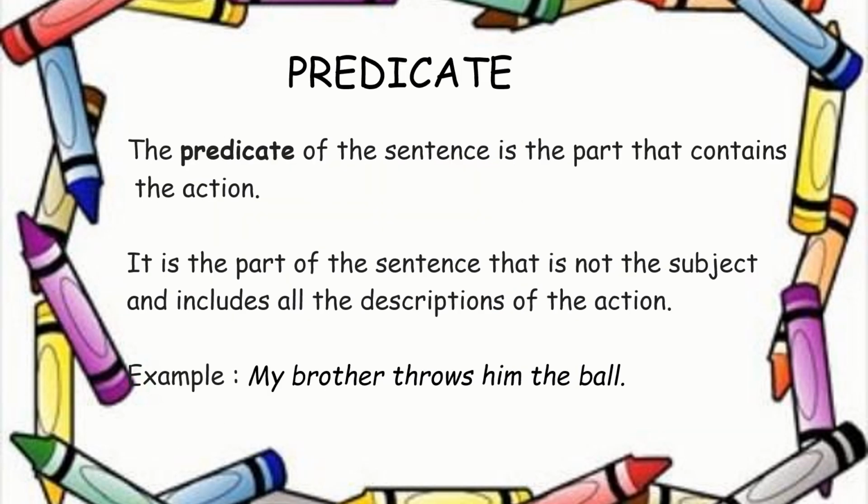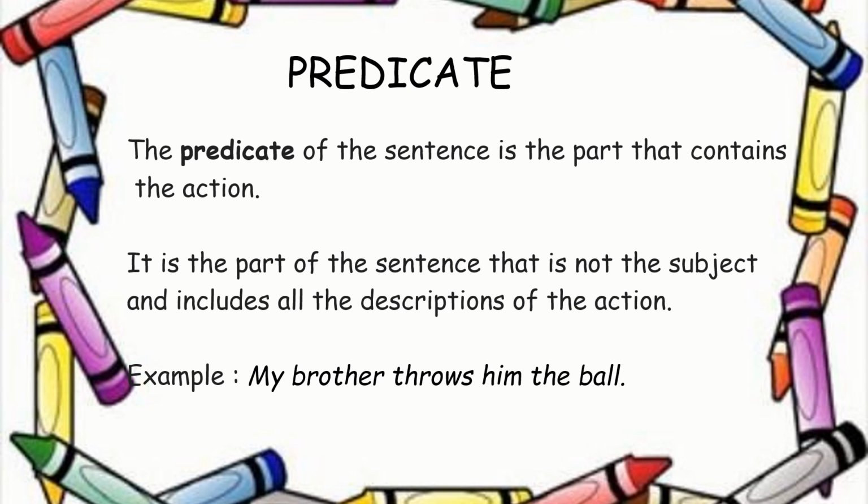Now, as we have understood subject, let us see what is predicate. The predicate of the sentence is the part that contains the action. It is the part of the sentence that is not the subject and includes all the description of the action. So other than the subject, whatever is there in the sentence, the rest of the sentence is the predicate. It includes the verb. The verb should be included in the predicate.